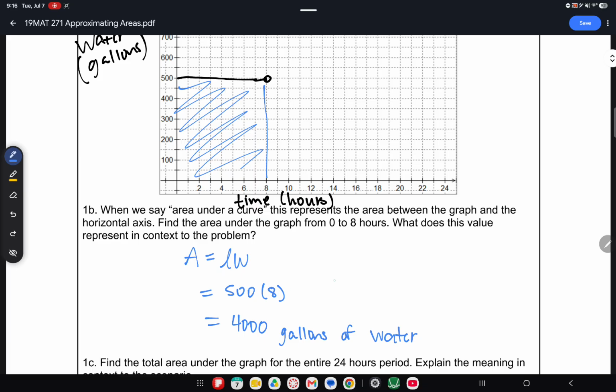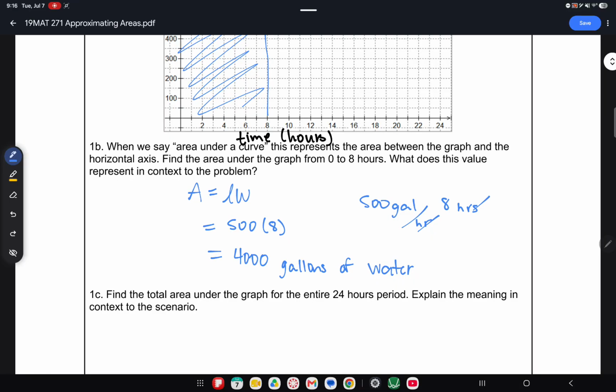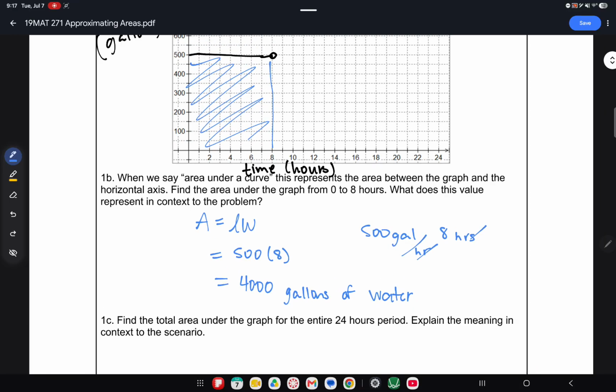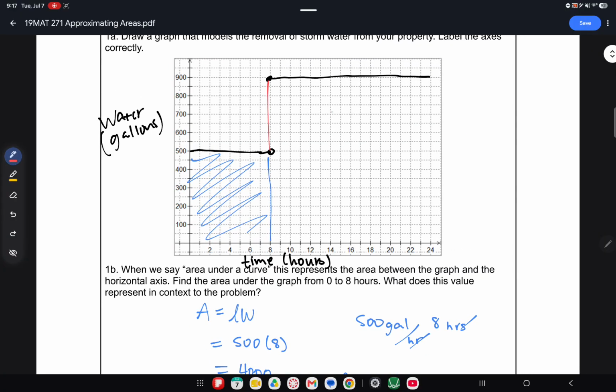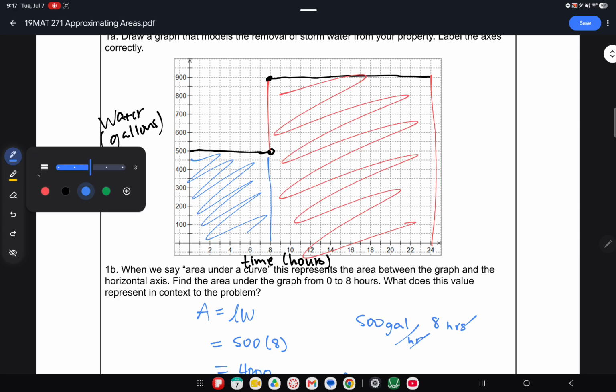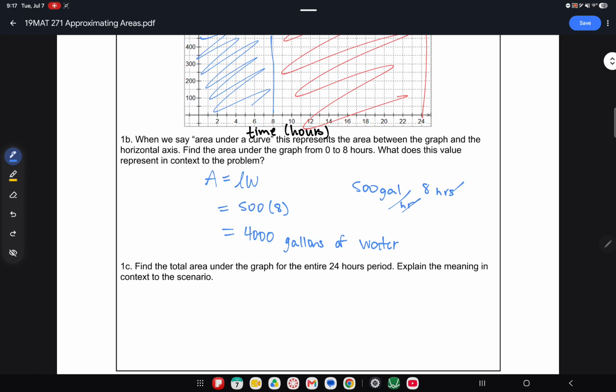Because if we think units, we're doing 500 gallons per hour for 8 hours. So those hours units will cancel out, and I'm just left with gallons, right? Find the total area for the entire 24-hour period and explain the context. All right, so I have the area of that first chunk. So now let's just find the area of this second chunk, right? So going in blue, we already know we have that 4,000.